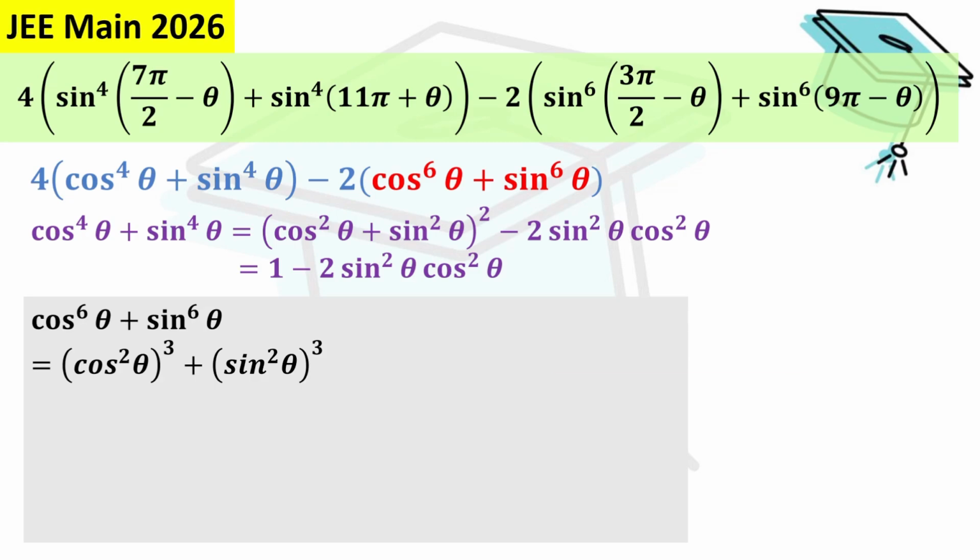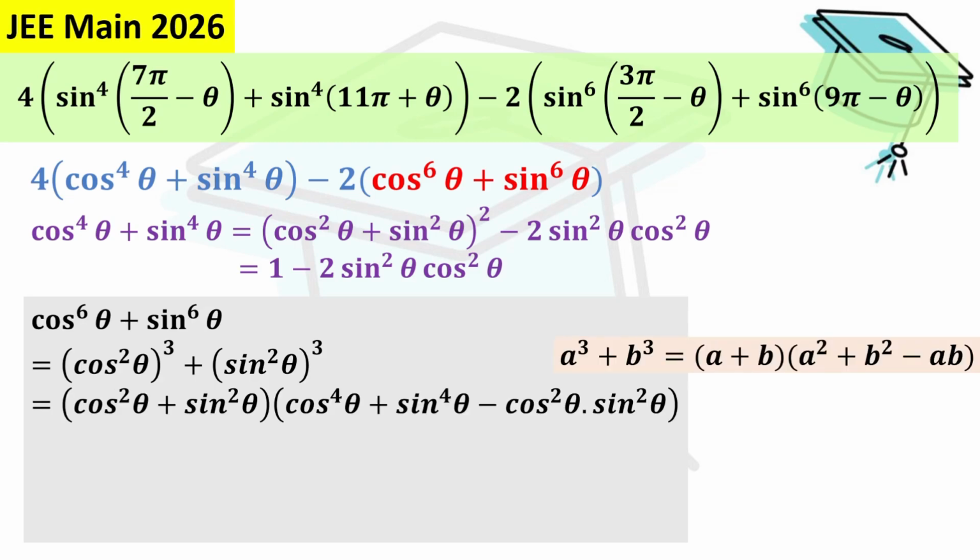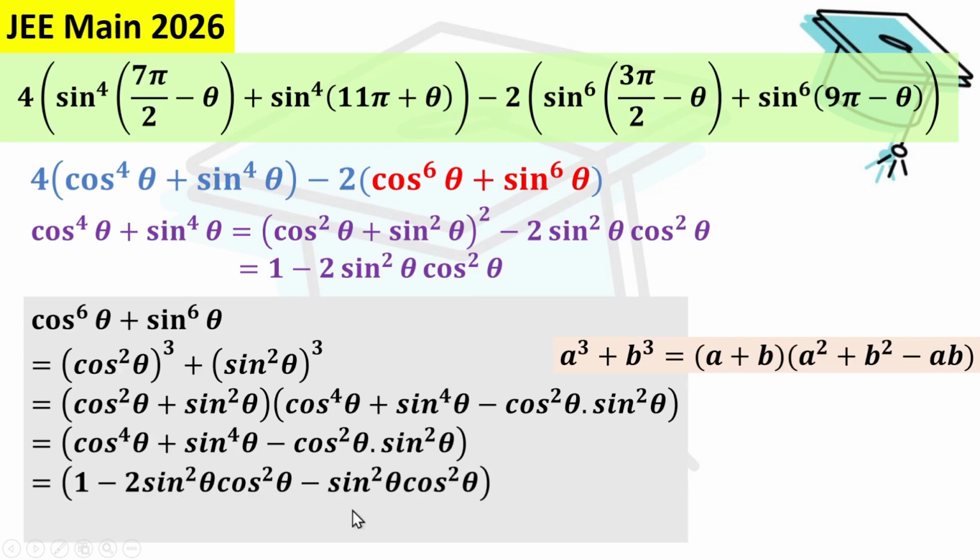Now using the cube identity, we have this. We know cos square theta plus sine square theta is 1, so it just becomes cos to the power 4 theta plus sine to the power 4 theta minus cos square theta sine square theta. But just now we have found out cos to the power 4 theta plus sine to the power 4 theta is 1 minus 2 sine square theta cos square theta. Let's just replace, and simplifying it, we get 1 minus 3 sine square theta cos square theta. Memorize these. They save precious seconds during your exam.